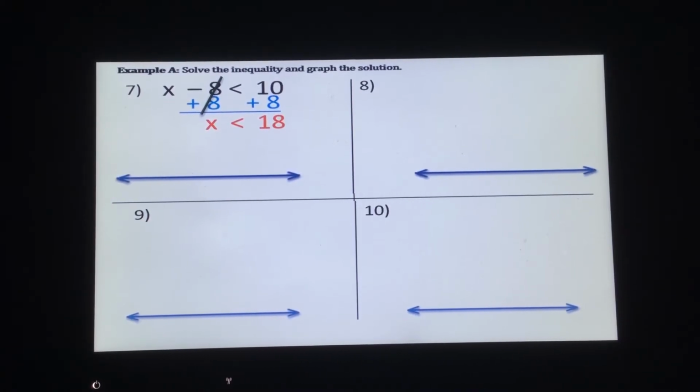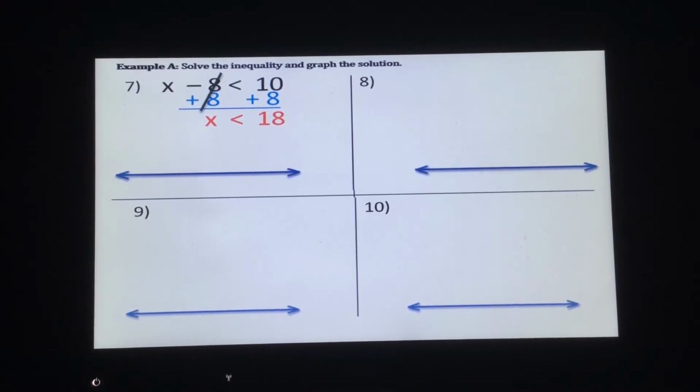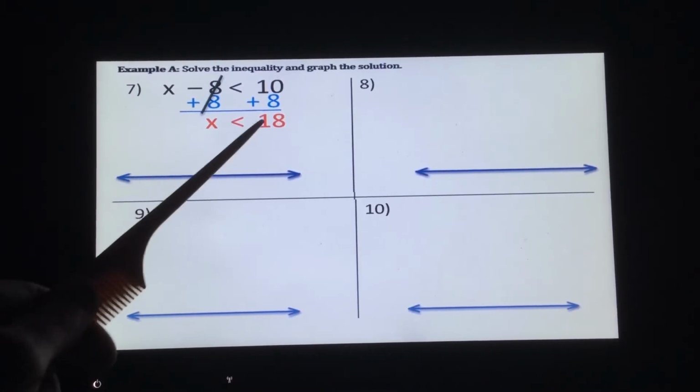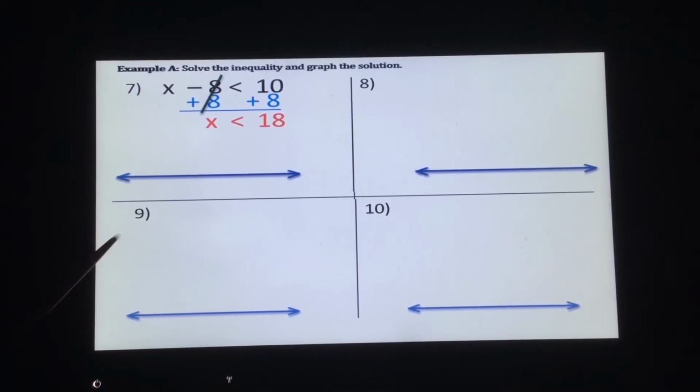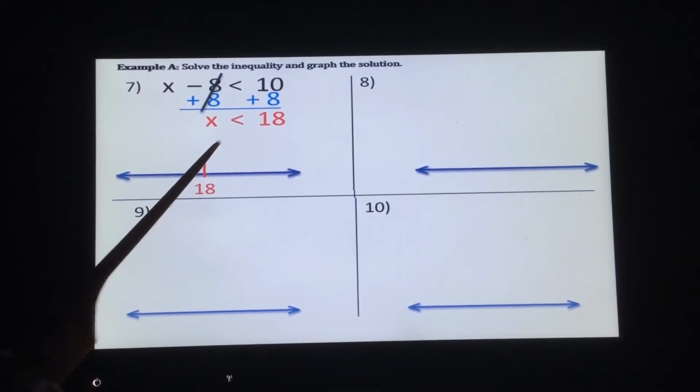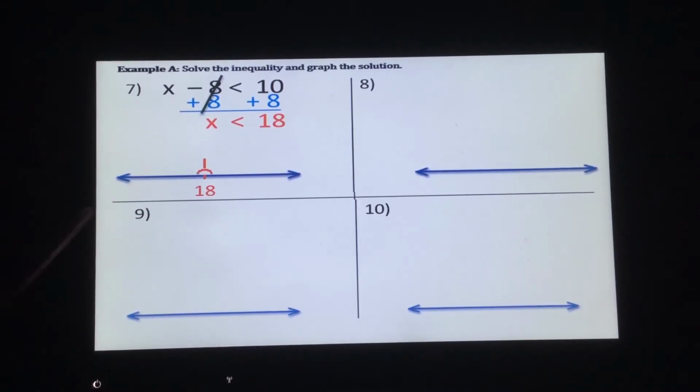All right, now looking at this, the answer is x is less than 18. The answer is not 18. So if I said, hey, what's the answer to number 7? Someone says 18, I'd say you're wrong. The answer is x is less than 18. Right? So now we're going to go ahead and graph this. When we graph this, we're going to put the 18. There's no or equal to bar, so we know that this is an open circle.